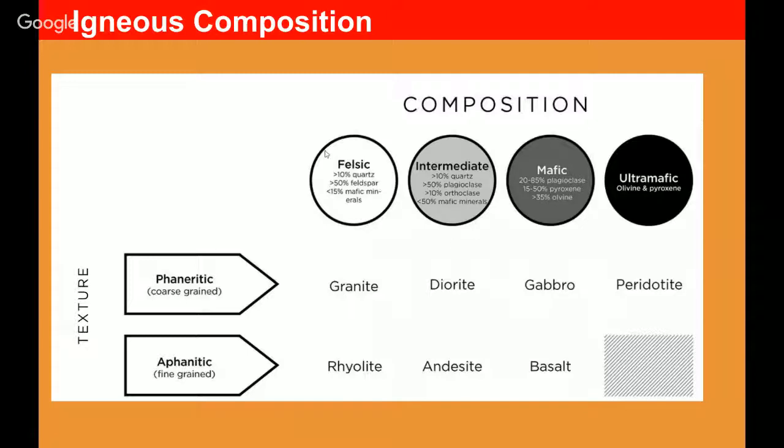We have compositions ranging from ultramafic to felsic, and it's all based on the relative amount of silica in the rock, where felsic has the most silica and ultramafic has the least. Now, our Earth's mantle is most like the ultramafic composition.